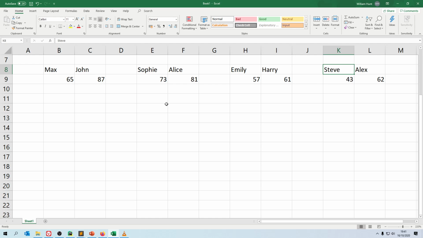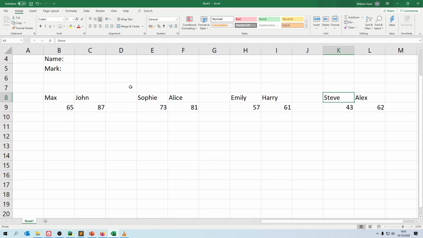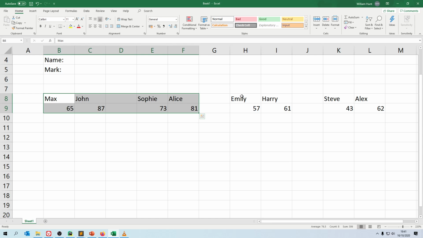Now we're going to look at each pair of pairs, essentially. This pair of pairs and this pair of pairs. Let me just draw a box around them so that's a bit easier to understand.